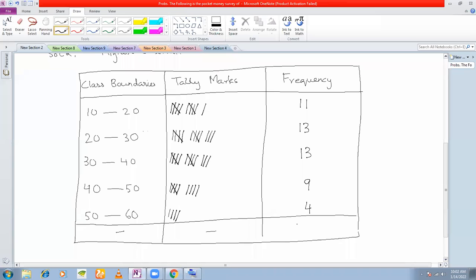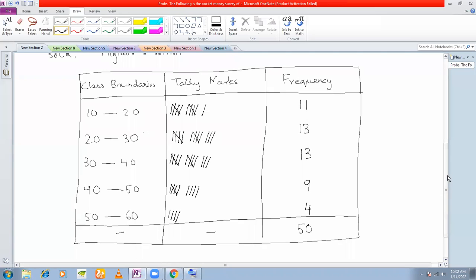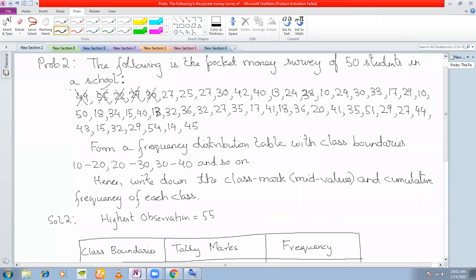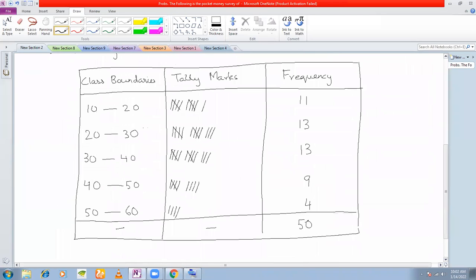Now you total this up. You must get 50, the total number of observations, right? So this total number of observations here, 50 students, is already given here. So this total should come to 50. This is called N, or we also call this summation F. If I denote this by F, this is the addition of this column and is denoted by summation F.